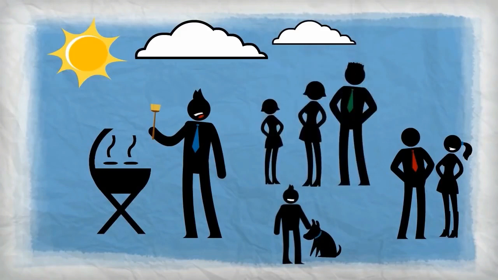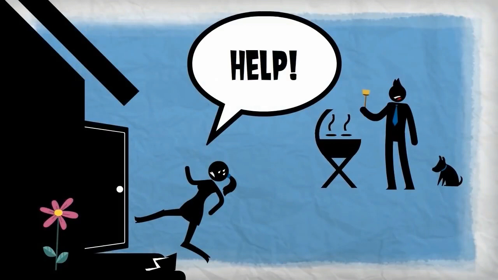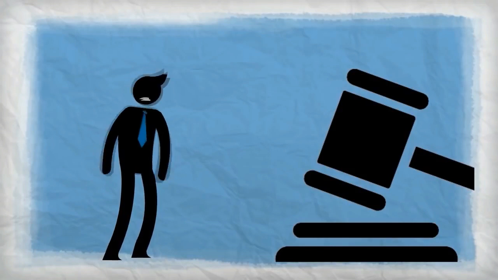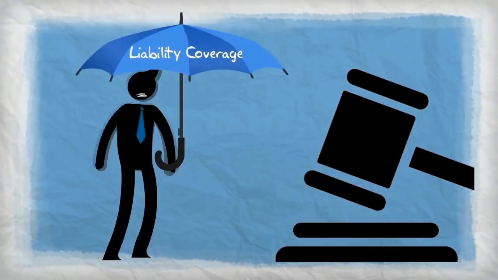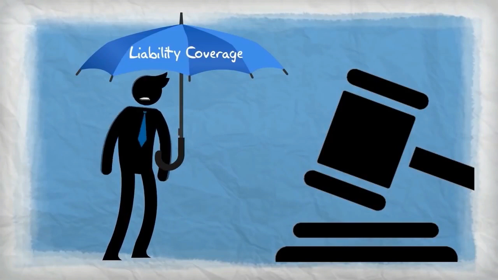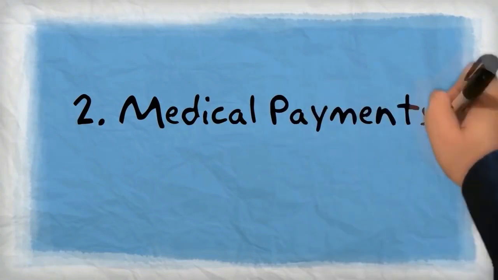Let's say you're having a cookout and one of your guests is accidentally injured on your property. For example, they fall due to a broken step at your door. Your guest could decide to sue you for the injuries received because of your neglect. That's when your homeowner's policy's liability coverage would come into play to defend you against lawsuits and help pay for expenses associated with those lawsuits.